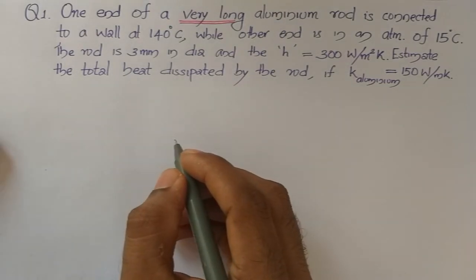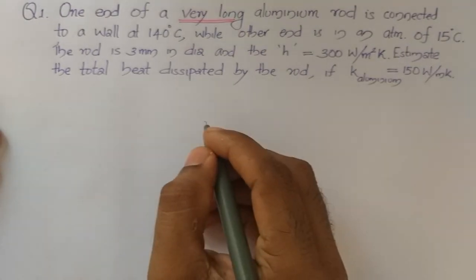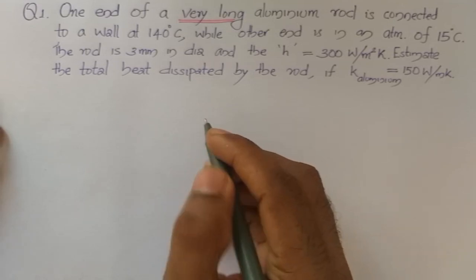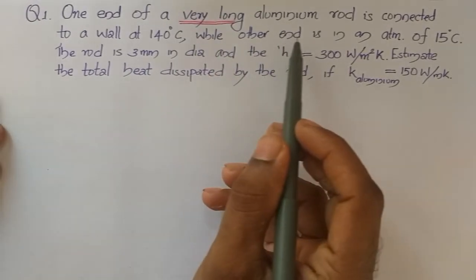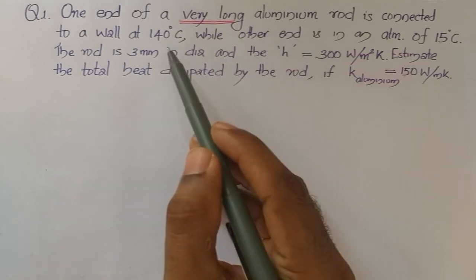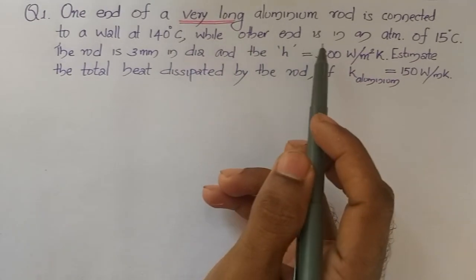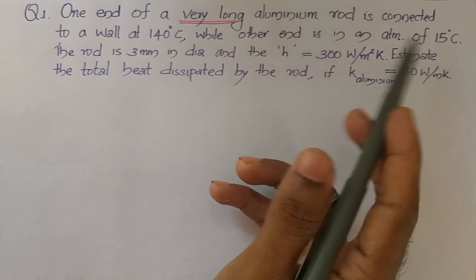Hello everyone. So in this video we'll be solving some problems from the fins. So here we are having a problem. One end of a very long aluminum rod is connected to a wall at 140 degrees Celsius, while the other end is in an atmosphere of 15 degrees Celsius.